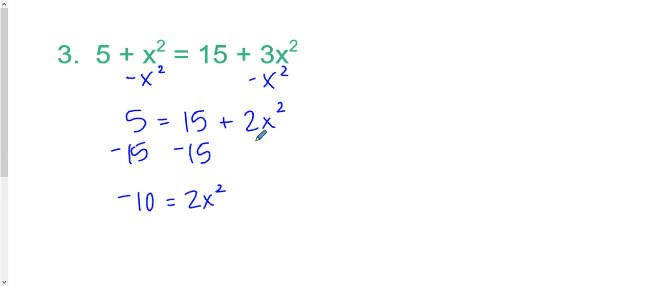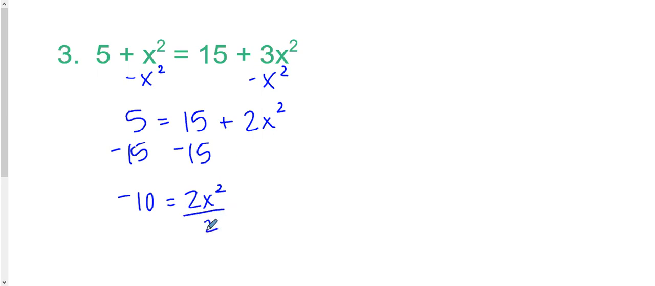Now, if you didn't end up here, maybe you moved pieces a little bit differently, that's okay. You should still have negative 10 equals positive 2x squared. Or, depending on the order, you may end up with positive 10 equals negative 2x squared. Both of those are correct. So just double check that you have one of those two options.